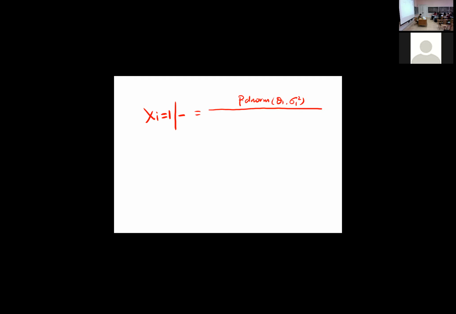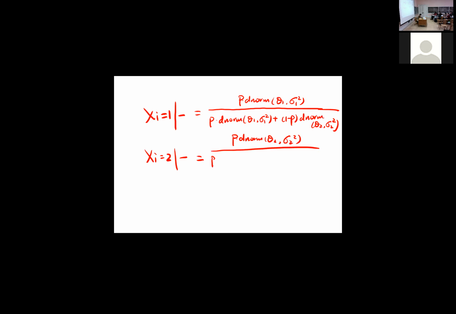Let me write it out so it's easier for you to see. It's going to be a binomial. And similarly, it's either going to be 1 or 2, right? So the other one will be p times dnorm, with theta 2, sigma 2 squared, and the sum will be the same as before.